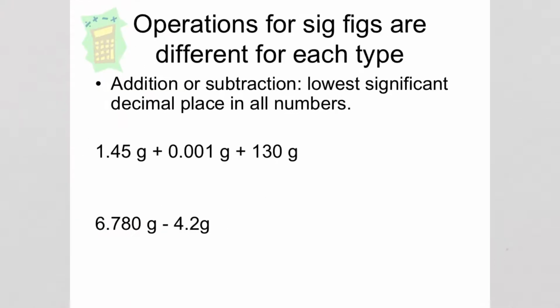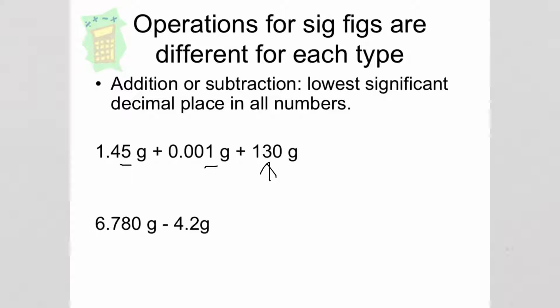Alright, so depending on what we're doing with these, we have different rules. Addition and subtraction, same idea. So when we look at addition or subtraction, lowest significant decimal place, that means lowest place: 10,000ths, hundredths, and so on. So if we look at these numbers, this has it to the hundredths place. This has it to the thousandths place. This, no decimal, has it to the tens place. So the lowest that they all have in common would be to the tens place.